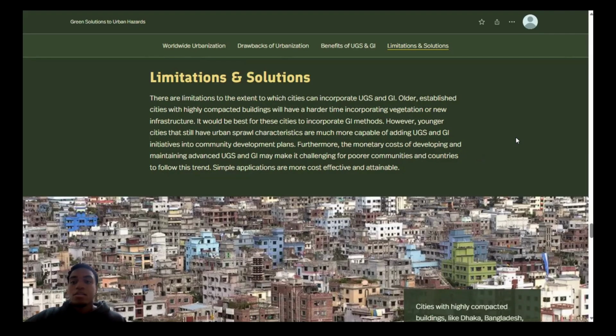Also, the monetary cost of developing and maintaining these green spaces and green infrastructure is going to be a challenge for poor communities that want to build resilience. However, there are going to be more cost-effective and attainable applications of urban green spaces and green infrastructure strategies, such as just simply planting trees.